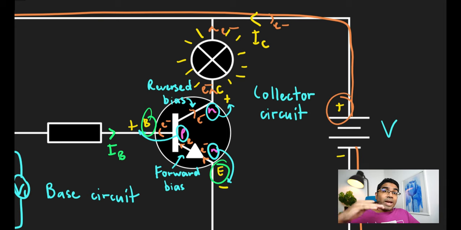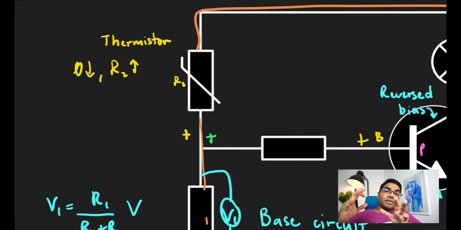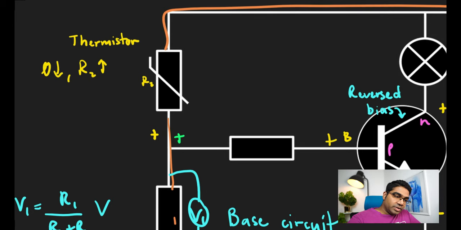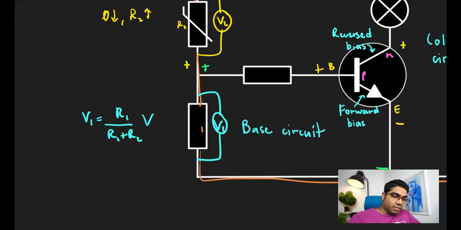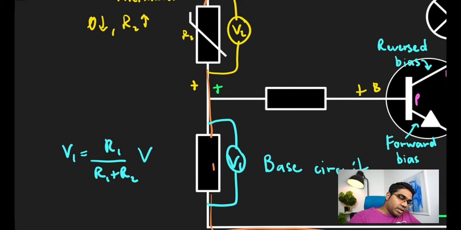So what happens when it is cold? When it is cold, the resistance of the thermistor is going to be very high. Therefore, R2 will be very high relative to R1. And therefore, most of the potential difference from the power source is going to be distributed across this thermistor. Let's call it V2. And therefore, V1 is going to be low. Another way to look at it is, R1 is much smaller compared to R2. Therefore, the potential difference across R1, V1, will be very small as well.